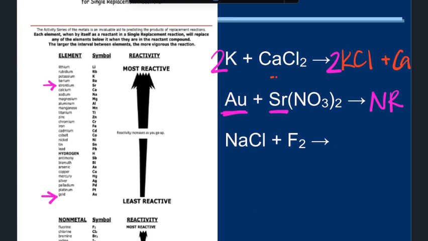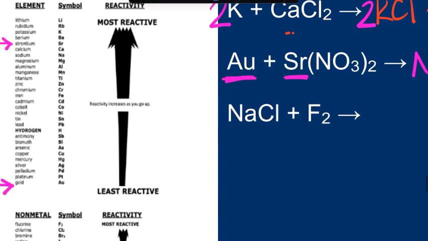Let's try an example with our nonmetals. So here we have sodium chloride and fluorine. How I know this is going to be our nonmetals is because fluorine is the element by itself, and it's going to try to replace chlorine, which is the element in the compound. And in this case, fluorine, the element by itself, is above chlorine, the element in the compound, so this reaction will occur. For our products, we're going to make NaF, and because Na is +1 and F is -1, that's just going to be NaF.